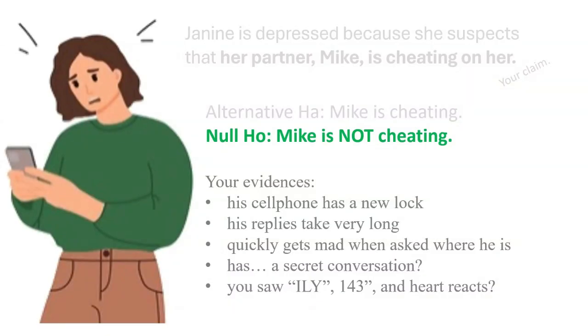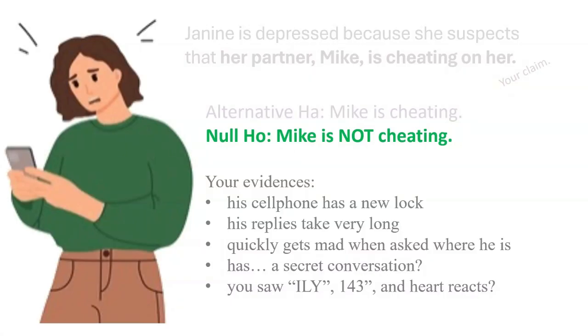Number 1, a new cell phone lock. 2, long waits for Mike's replies. 3, Mike quickly gets mad when asked where he went. 4, Janine discovered a secret conversation with another woman. And number 5, ILY and 143 are short code messages for I love you. Janine also saw heart reacts in the messages.